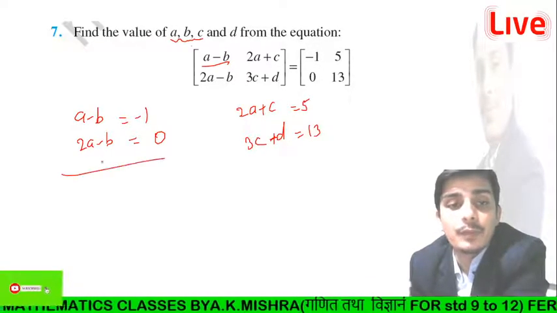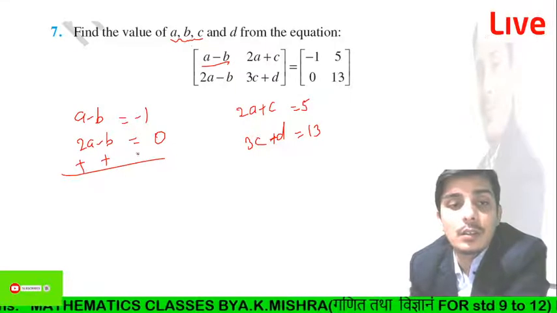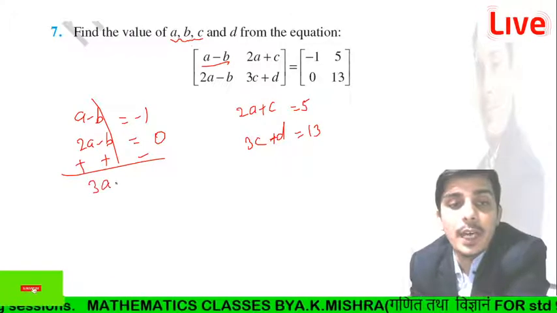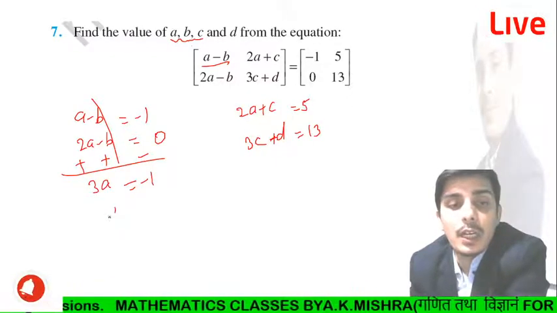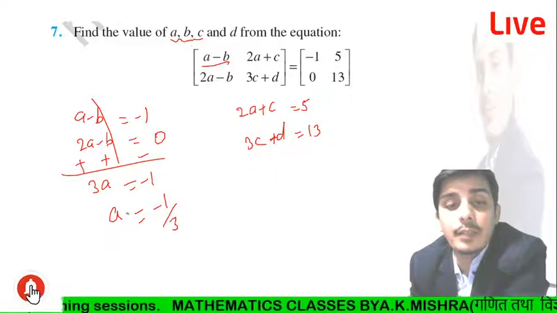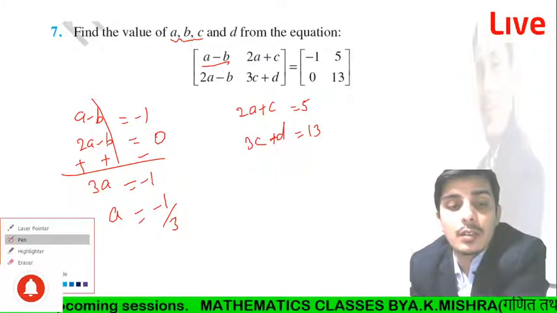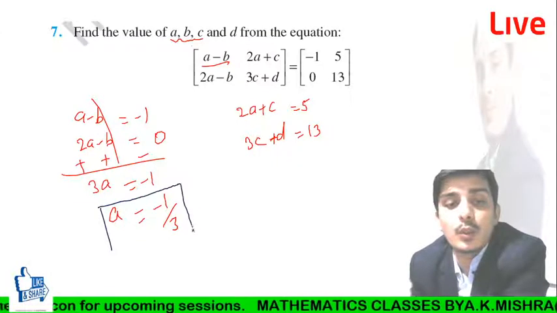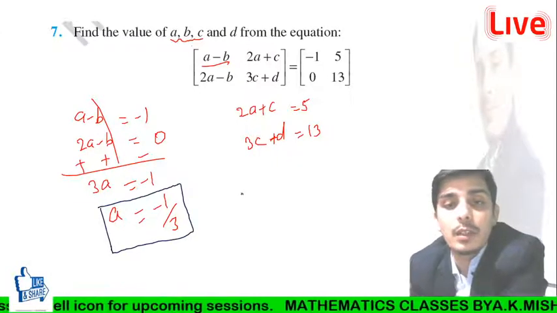And now you can subtract, and after subtracting you will get 3a, and it will become minus 1, and after sending this 3 to the other side, we will get a is equal to minus 1 by 3. So the answer will be minus 1 by 3, okay.